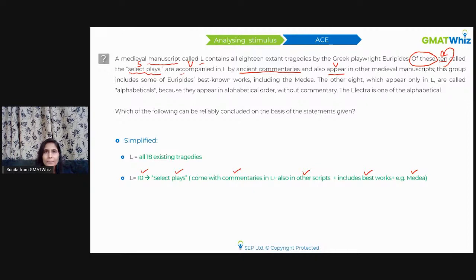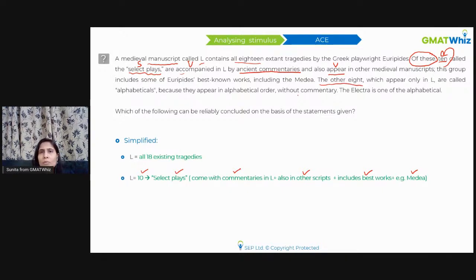Okay, we are going to look at that again. The other 8. Okay, so the other 8, again, we trace back. We were talking about 18 here. We have already identified what 10 of these 18 are, the characteristics. Okay, now we're going to talk about the other 8, which appear only in L. Now, right away, my brain starts ticking. Okay, those 10 appear in others as well, but these 8 appear only in L. They are called alphabeticals. So those 10 are called select plays. These are called alphabeticals, these 8, because they appear in alphabetical order. Okay, so they are called alphabetical because they appear in that order.